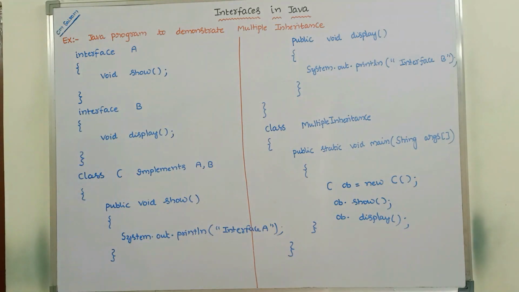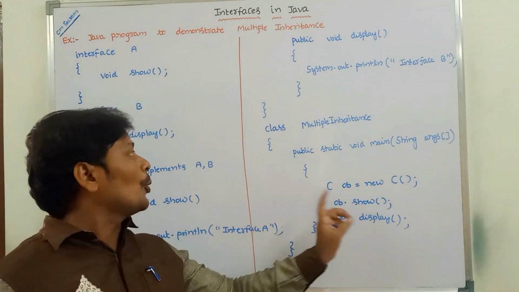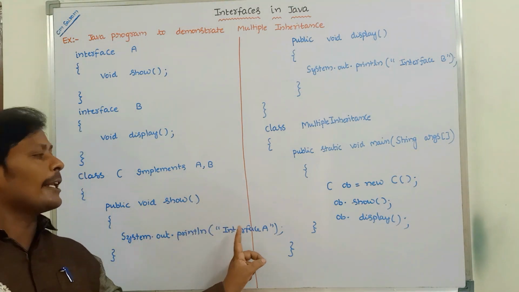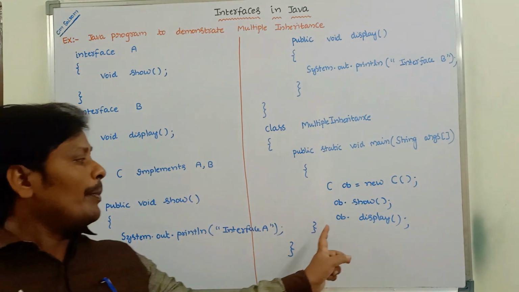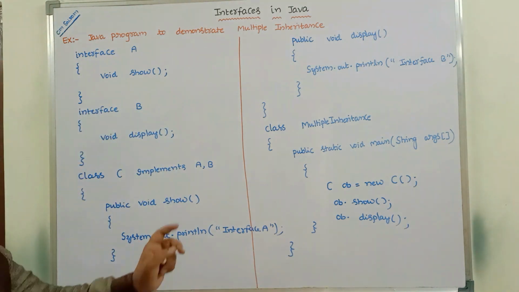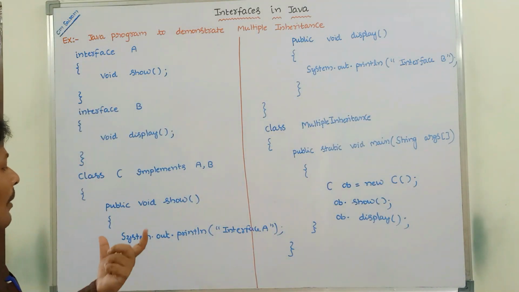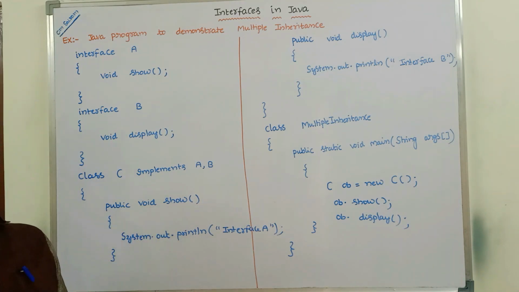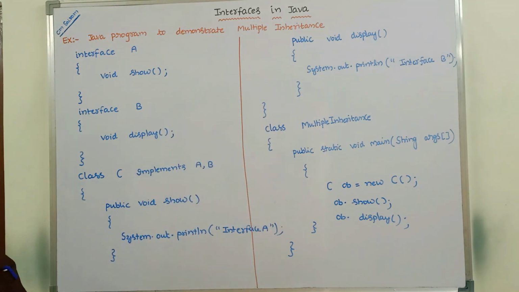Okay, what is the output of this program? Here ob.show displays the output as interface A. ob.display displays the output as interface B. So the output of the program is interface A and interface B. Okay, so in this way we have to implement multiple inheritance.